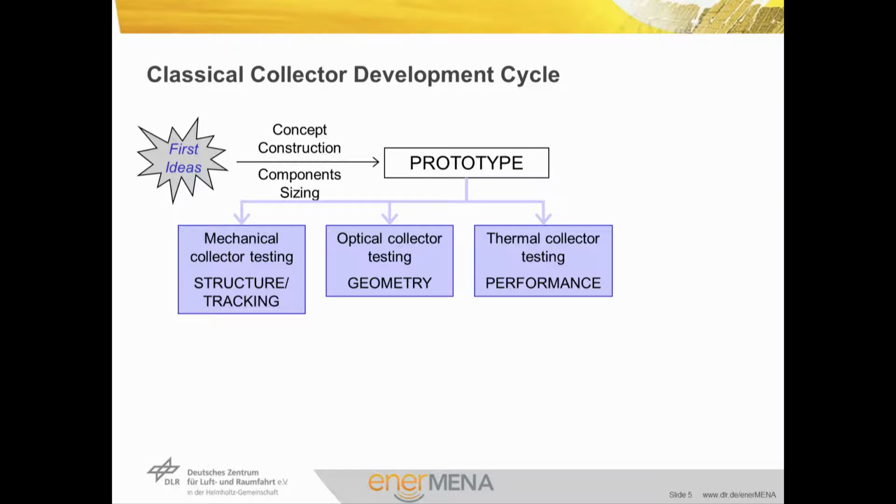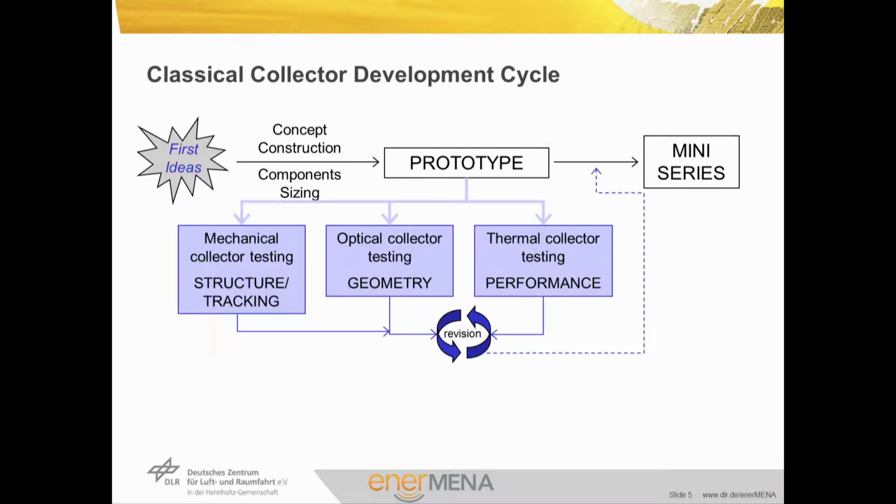Thermal testing for overall performance of a system is typically last in the testing chain and also comprises the characteristics of the receivers. While mechanical and optical tests are conceived to identify actual performance problems and localize their sources, thermal testing is more of a final check. All test results obtained are the basis for the revision of the design and implemented in a second prototype or directly in the first mini-series of a collector.